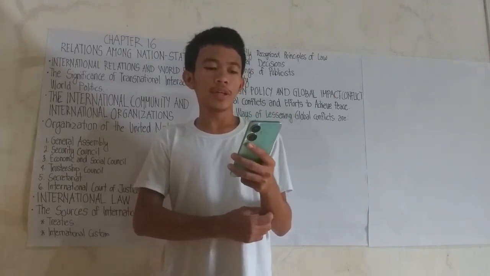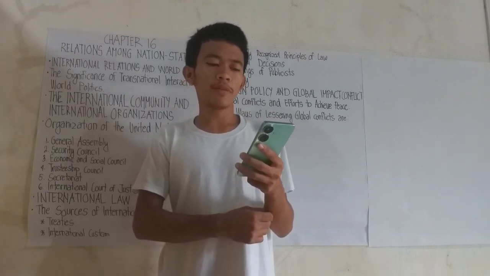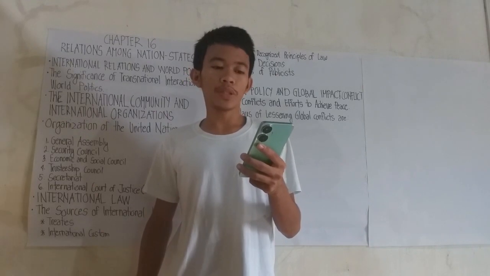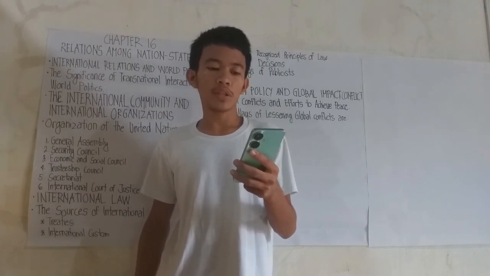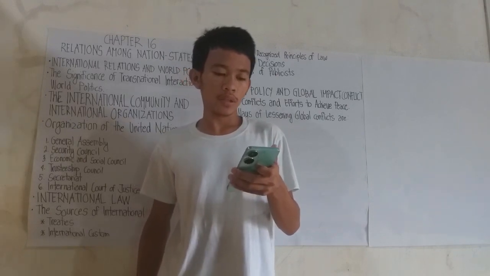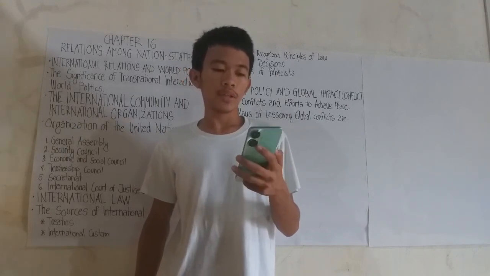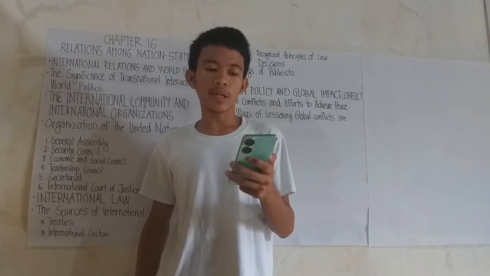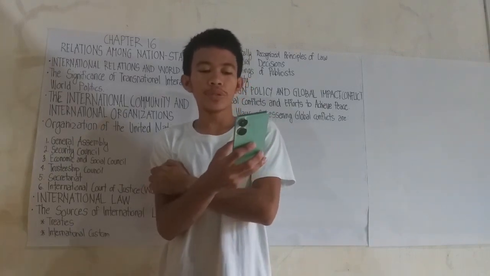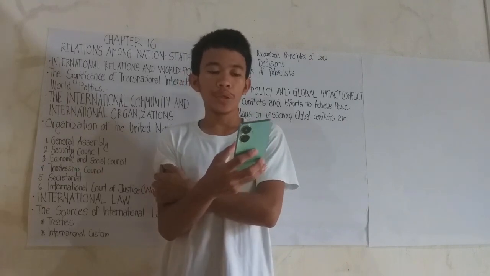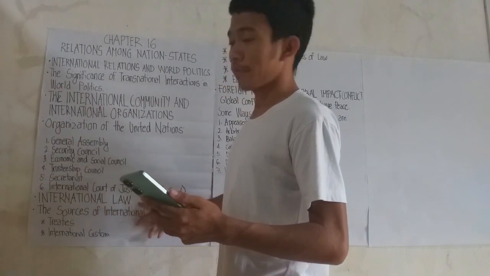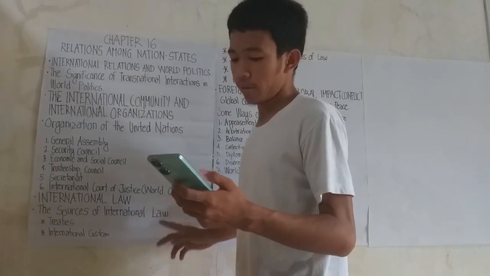The Secretary General is the Chief Administrative Officer of the UN and acts as the spokesperson for the organization. They oversee day-to-day operations of the Secretariat and play a crucial role in advancing the goals and objectives of the UN. Next is International Court of Justice or World Court.